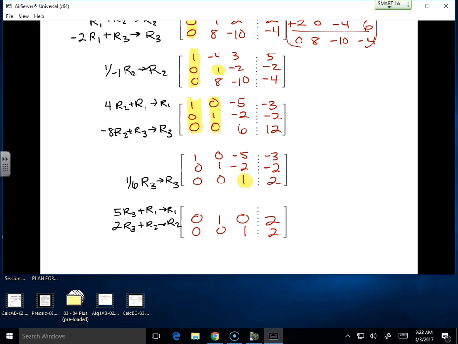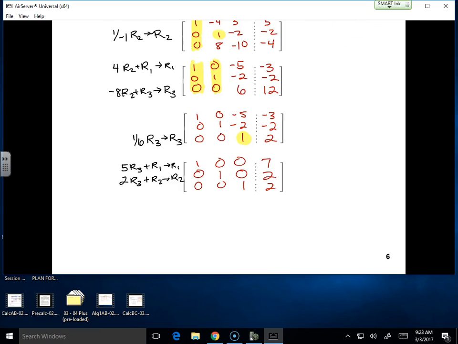It's time for row 1. Multiply every element in row 3 by 5, add it to row 1. 5 times 0 plus 1. 5 times 0 plus 0. 5 times 1 minus 5. 5 times 2, 10. Minus 3, 7. Oh my goodness. Look at you old computers. 7, 2, 2.